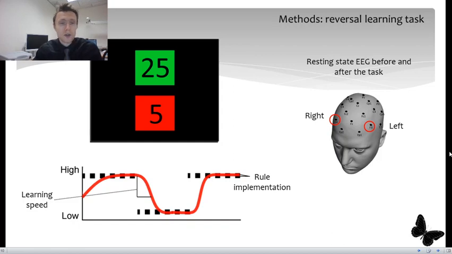So basically those reflect a high risk and a low risk option, because with the higher number you can win a lot, but you can also lose a lot. And with the lower number you can win just a little bit, but also lose just a little bit.